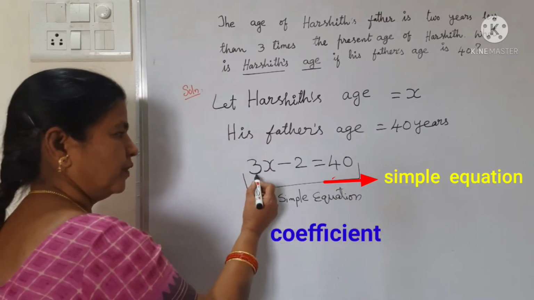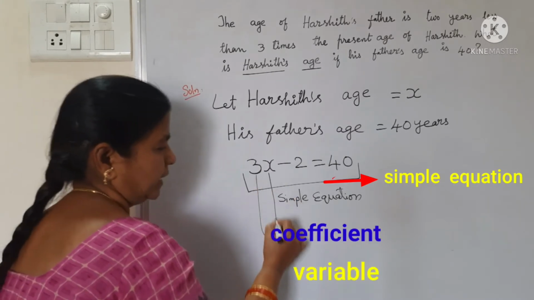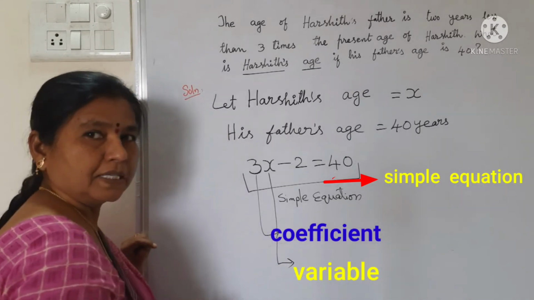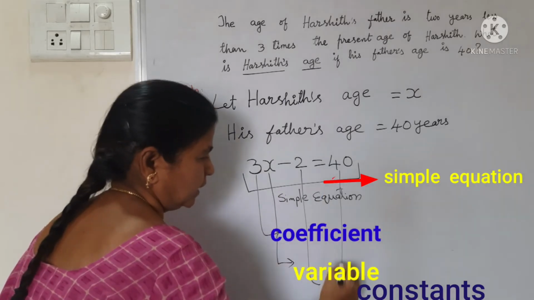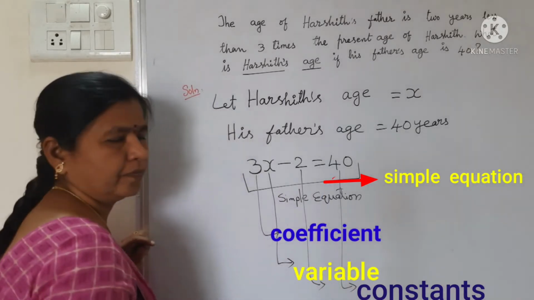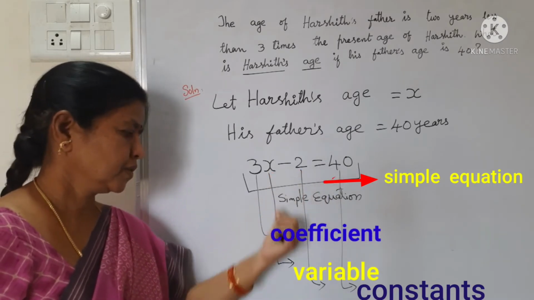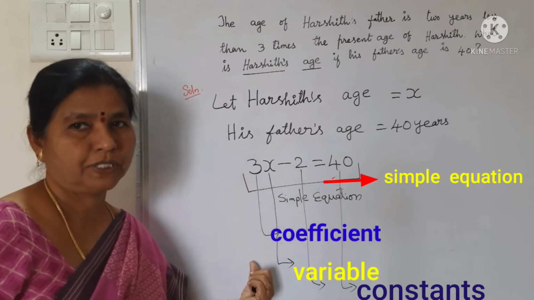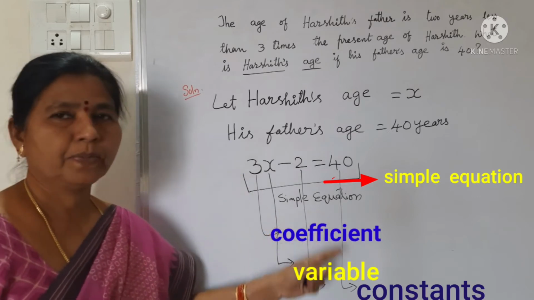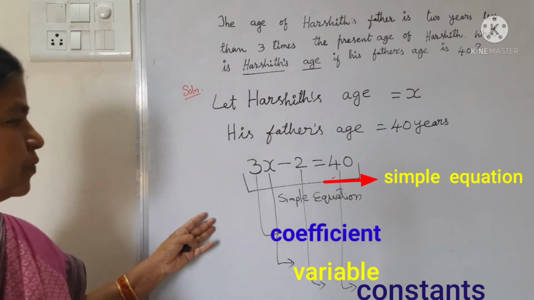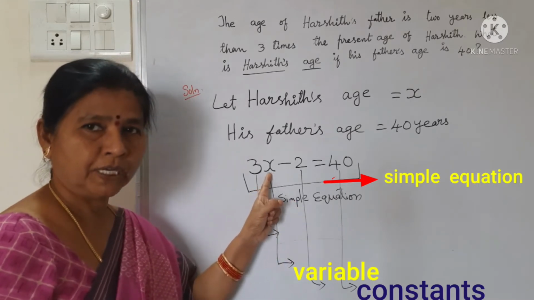3 is called the coefficient of x, and x is called the variable. 2 and 40, these two are called constants. This all together is called a simple equation. This is why we call this equation simple: it has only one variable.